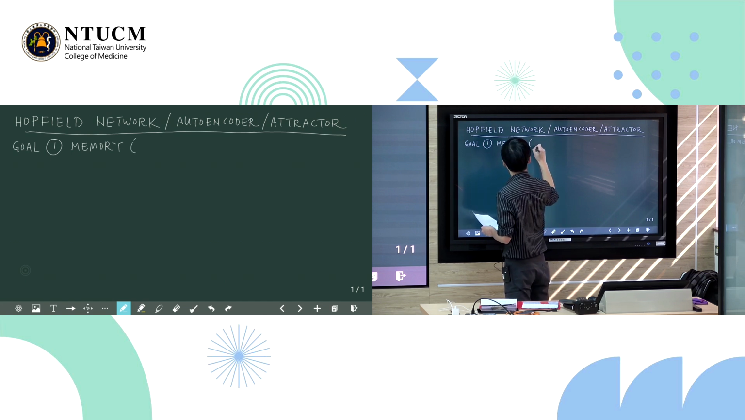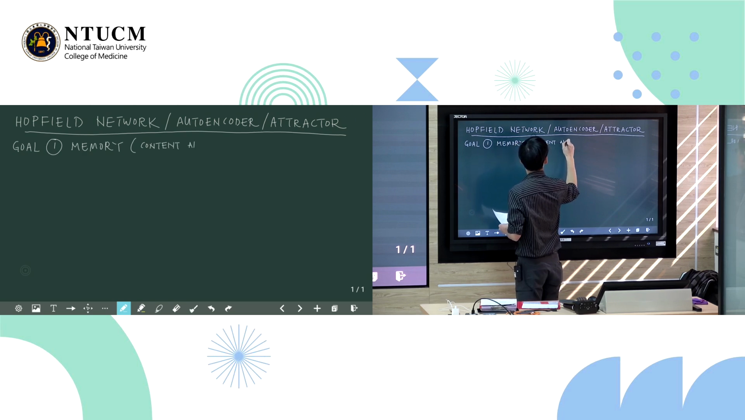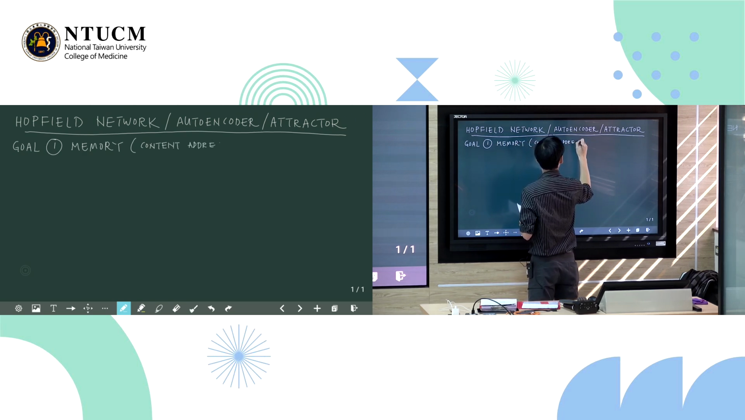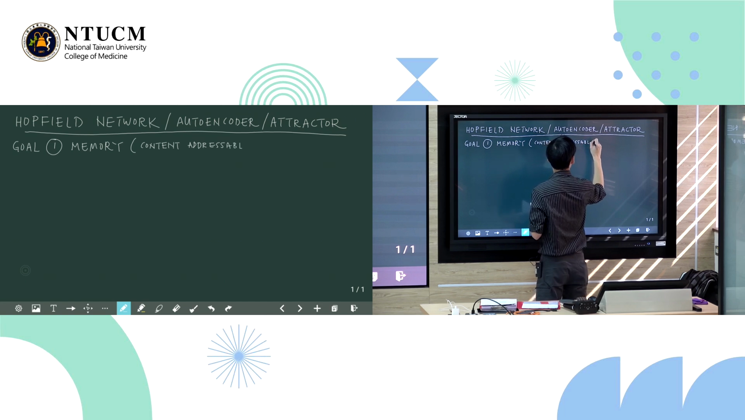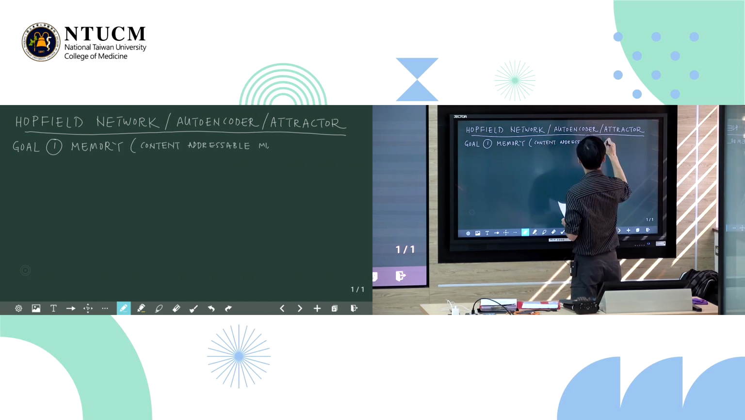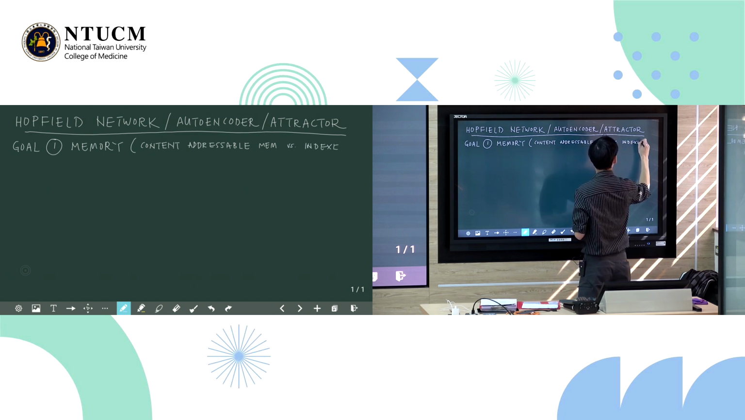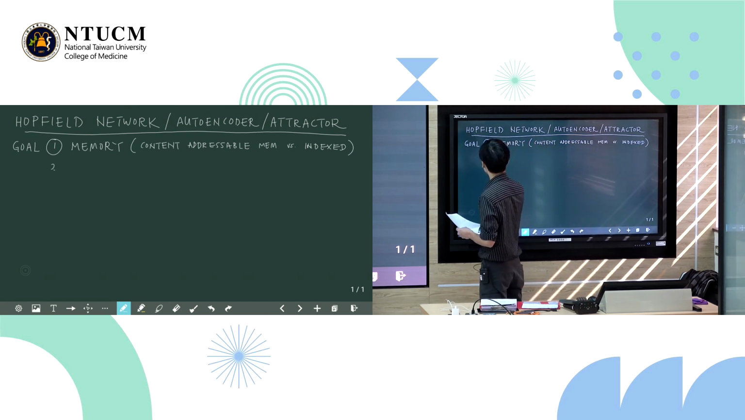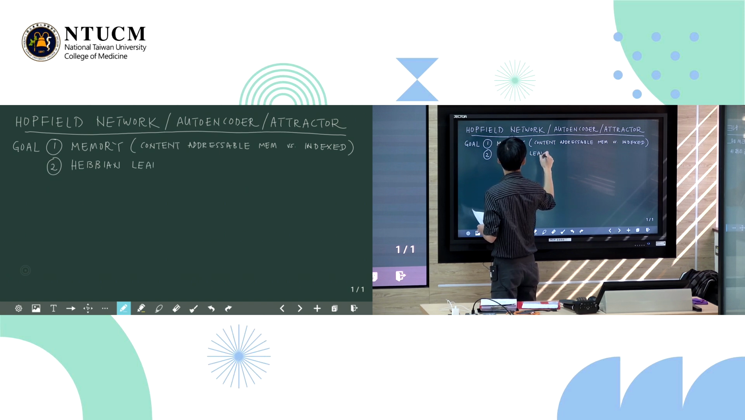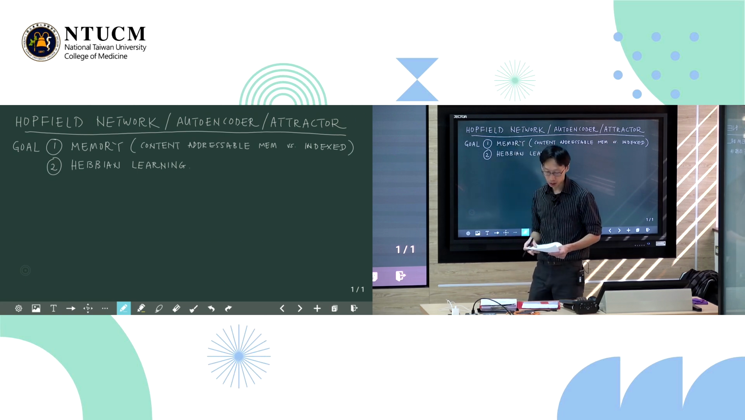And specifically, I will talk more about this in a bit. Content addressable memory versus indexed memory. And we will talk more about that in a bit, okay? The second goal is to address this phenomena of Hebbian learning. And we will talk more about that in a bit as well. We will unpack these two goals later on.